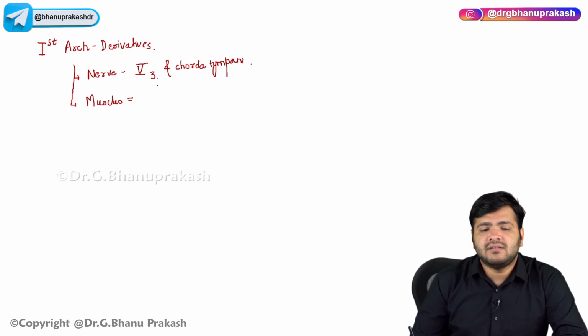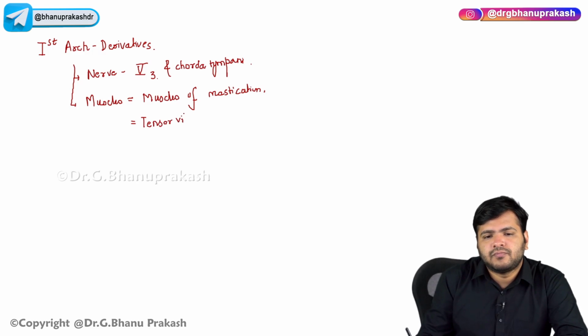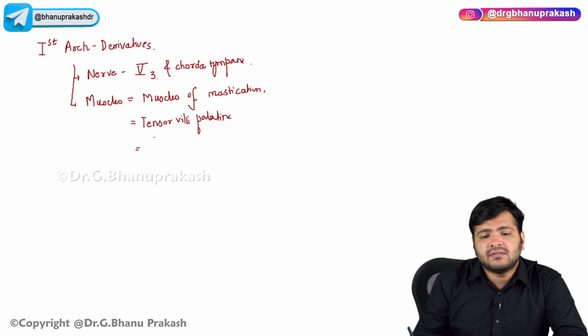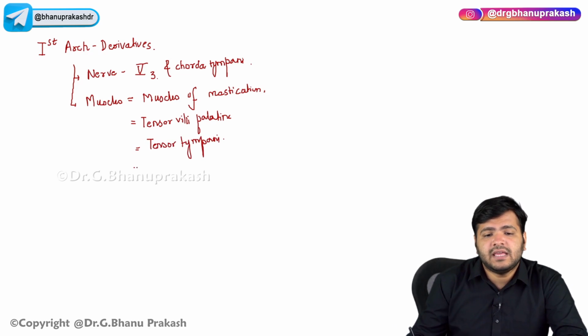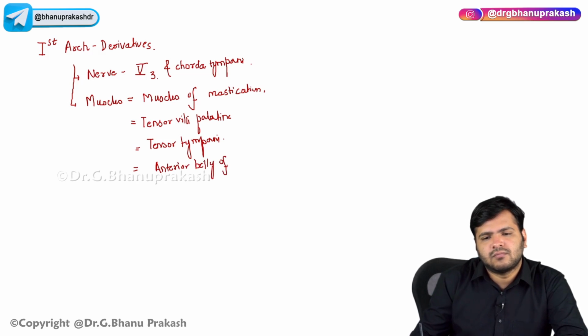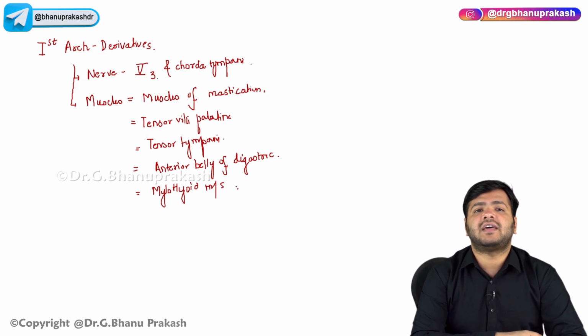What about the muscles that you will receive from the first arch? Yes, we have the muscles of mastication, tensor veli palatini, and tensor tympani muscle. We also have the anterior belly of digastric, and we also have the mylohyoid muscle. So these are the muscles which will be derived from the first arch.